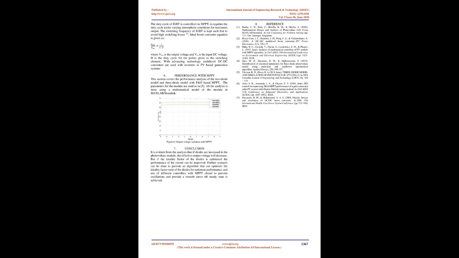7. Conclusion. It is evident from the analysis that if diodes are increased in the photovoltaic module, the effective output voltage will decrease. But if the ideality factor of the diodes is optimized, the performance of the circuit can be improved. Further research can be done to provide an algorithm that can optimize the ideality factor ratio of the diodes for optimum performance, and use of different controllers with the MPPT circuit to prevent oscillations and provide a smooth curve till steady state is achieved.